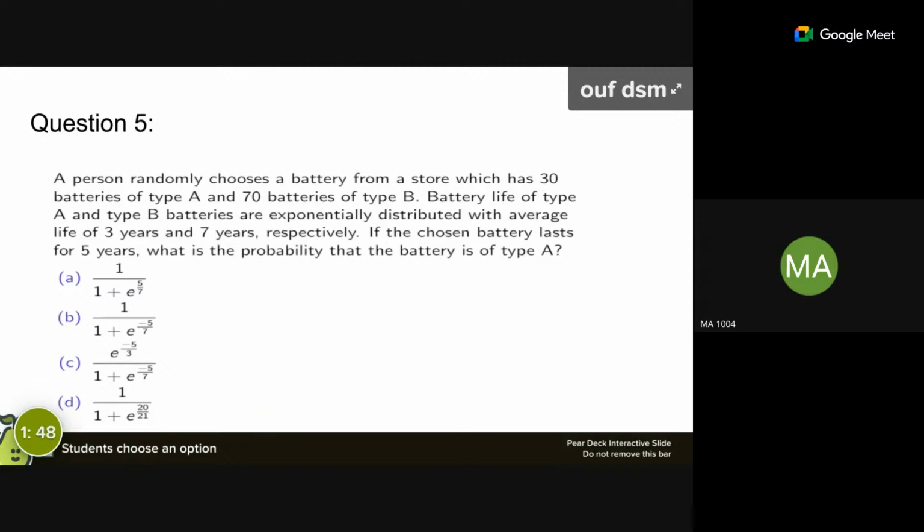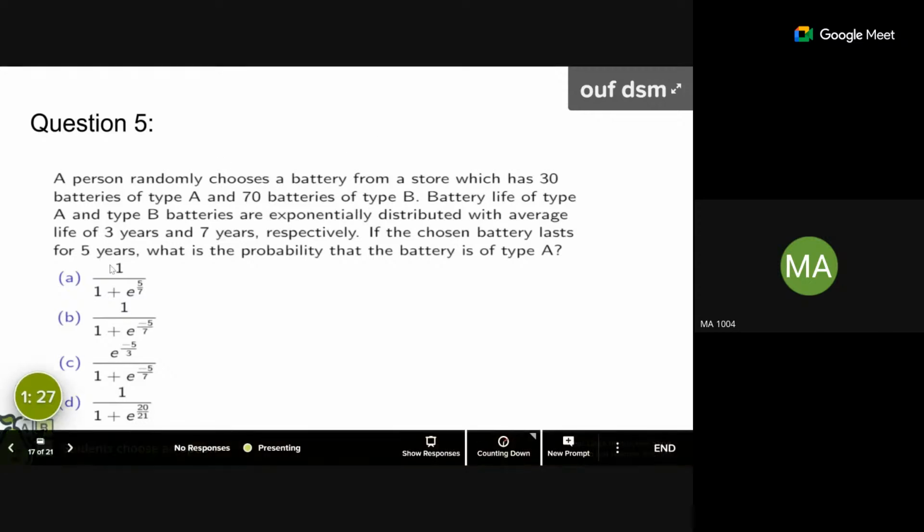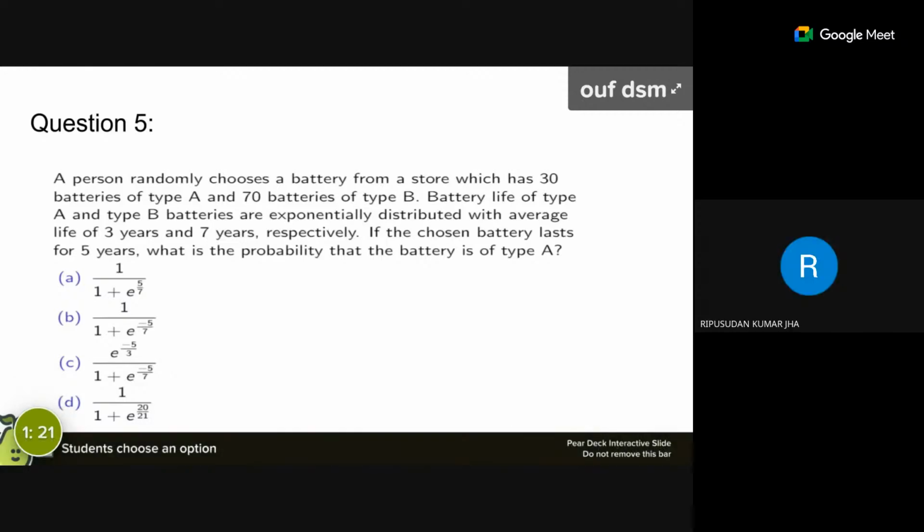So there are 30 batteries of type A and 70 batteries of type B, right? And you are picking one battery out of them. You picked up one battery and that battery lasts for 5 years. Like, for 5 years it was working properly. When you picked up the battery, you don't know whether you picked it from type A or type B. So it worked for 5 years.